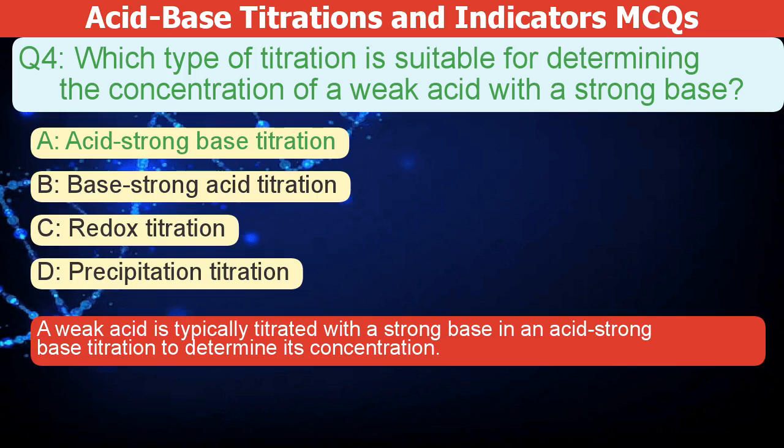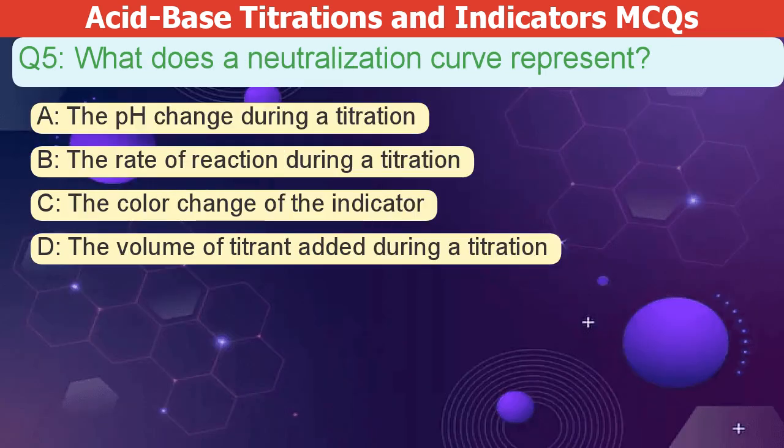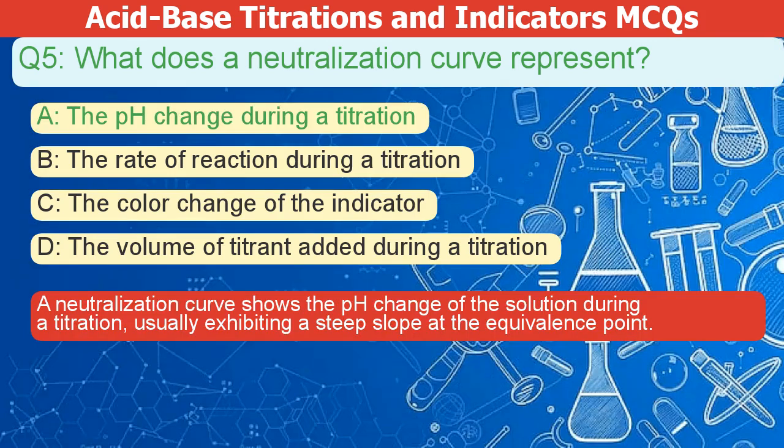A weak acid is typically titrated with a strong base in an acid-strong base titration to determine its concentration. What does a neutralization curve represent? A. The pH change during a titration. B. The rate of reaction during a titration. C. The color change of the indicator. D. The volume of titrant added during a titration. The correct answer is A.